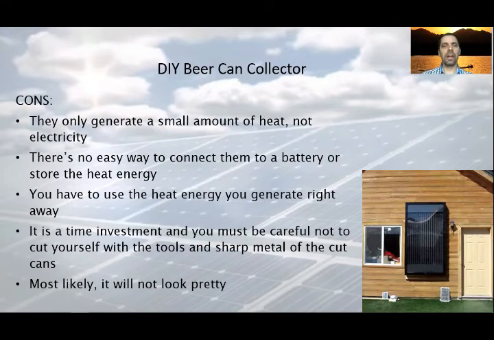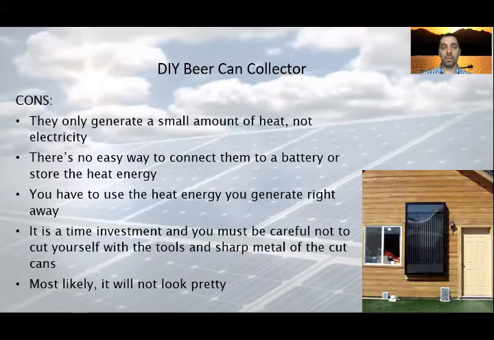Everything has two sides. This is also not an exception. But actually, the cons are not always cons. It depends on the point of view. Let's see them. They only generate a small amount of heat, not electricity. There is no easy way to connect them to a battery or store the heat energy.